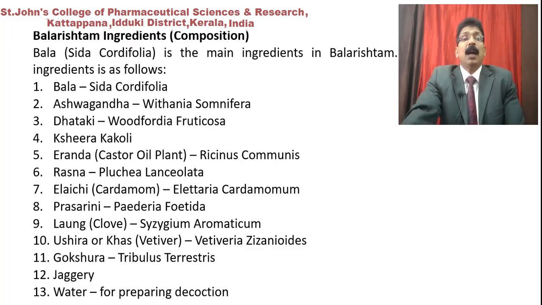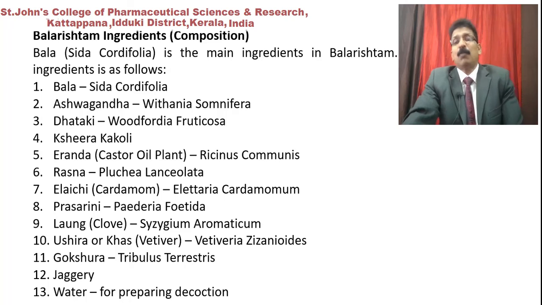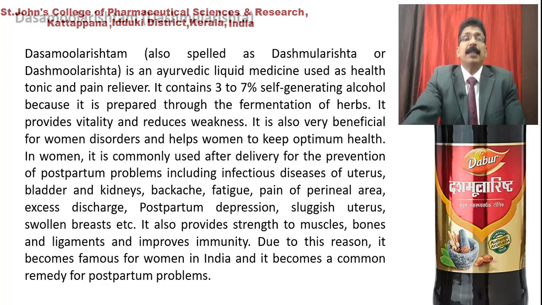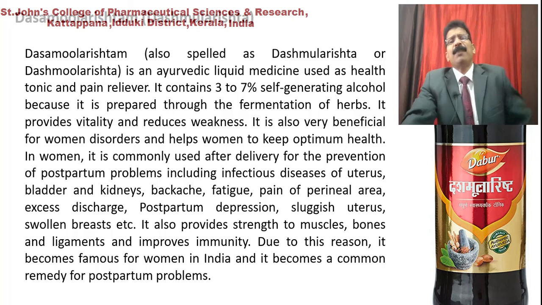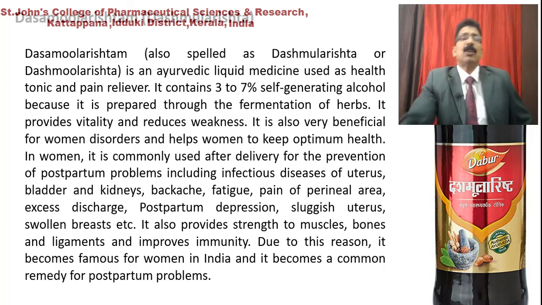It contains various compositions, clove, and also Bala, which we have studied, that is Sida cordifolia, and Woodfordia fruticosa, and it even has Ricinus communis, that means the castor oil plant. The extraction is also added, and elaichi, cardamom, is also added. Many constituents are there. Dashamoolarishtam is very, very famous. Dashamoolarishtam is a very commonly used Ayurvedic liquid medicine, used as a health tonic and pain reliever.